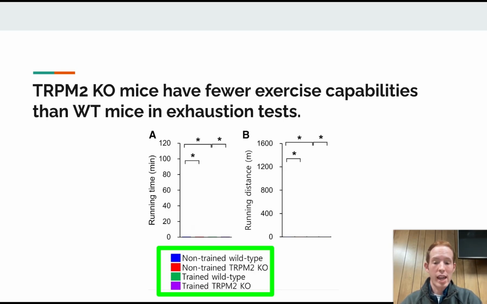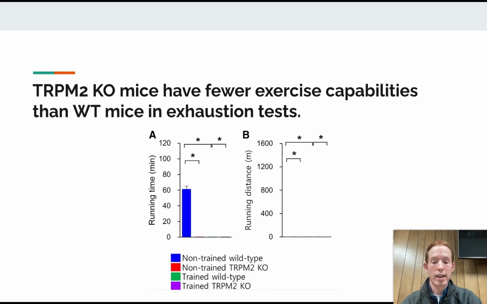The first graph, graph A, looks at the running time of the groups of mice. Looking at the non-trained wild type first, we can see that they're able to run for around 60 minutes.